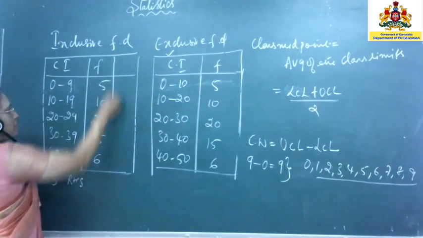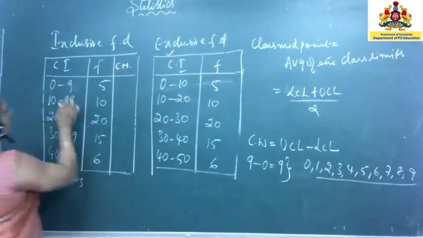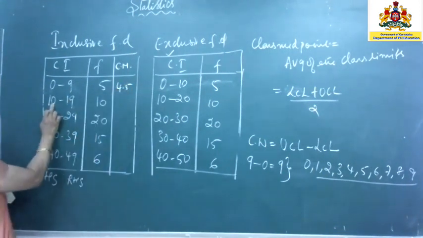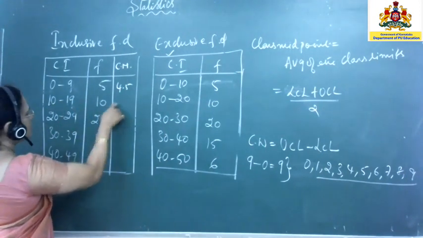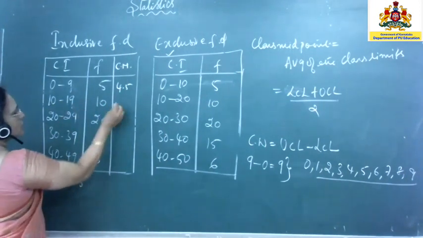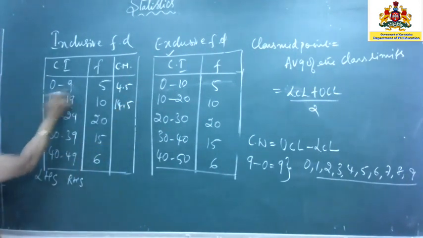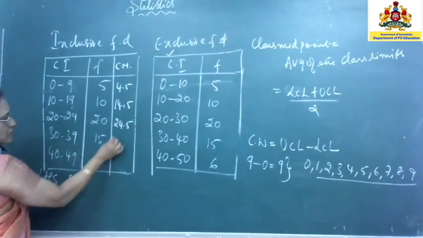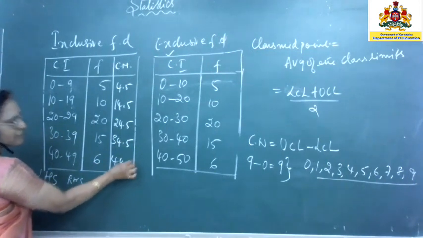So if you take for example this one, 0 plus 9 divided by 2. How much is that? 4.5. Now 19 plus 10, so you get 29, sorry, 29 divided by 2. So it will become 14.5. Now as such you can guess, since the number is 10, you have to go on adding. So this will be 24.5, this is going to be 34.5, this is going to be 44.5.